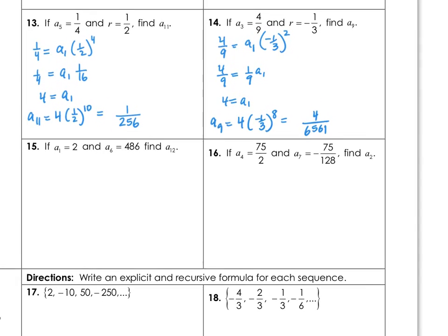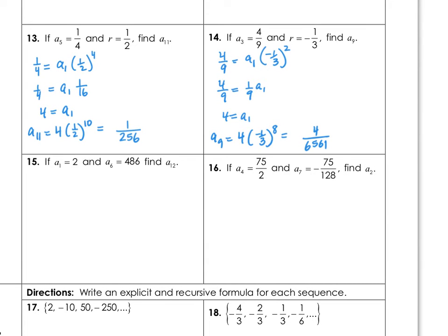And moving along, number 15, a sub 1 is 2, a sub 6 is 486, find the 12th term. Okay, so the 6th term is 486, that's equal to the first term times r 5 times. So divide by 2, that's 243 equal to r to the 5th. So to find this, you've got to take the 5th root of 243, and that's just using your calculator.